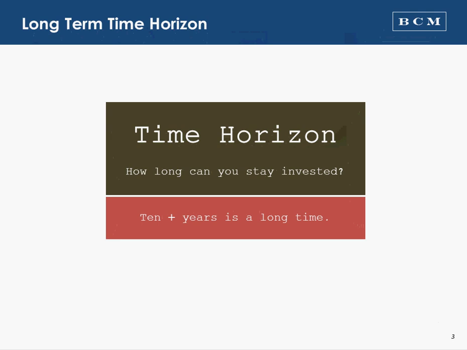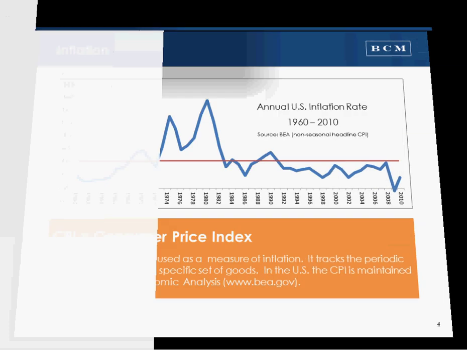For example, someone who can stay invested for 20 years probably has different needs and should be doing something different than someone who can only invest for 1 year. A long-term time horizon, which I define as a period that's longer than 10 years, comes with a concern that is not really an issue in the short run. That concern is inflation, or how prices change over time.